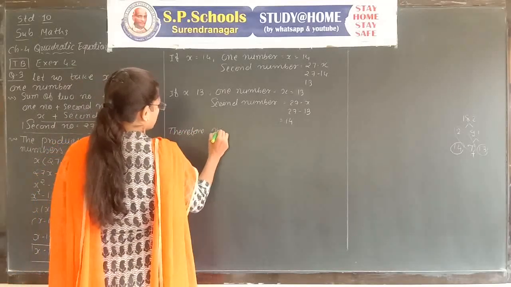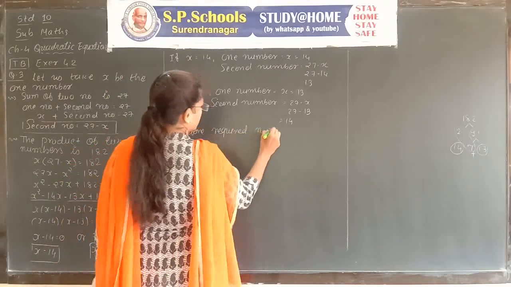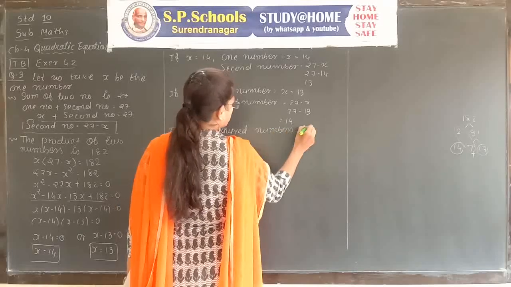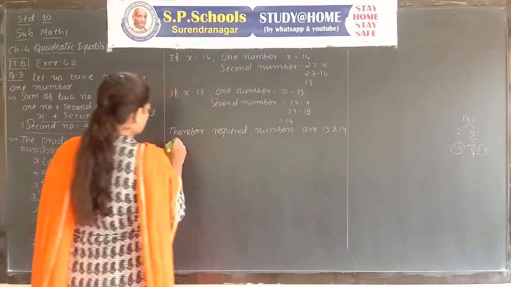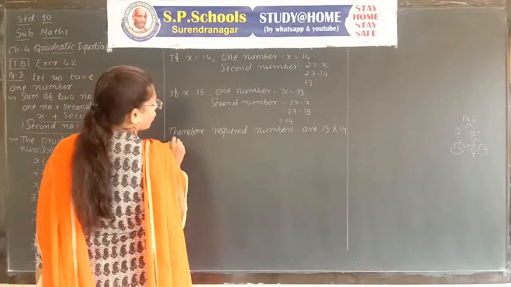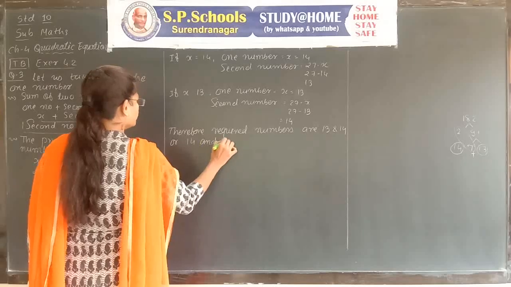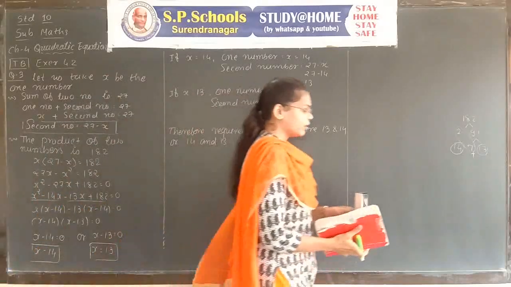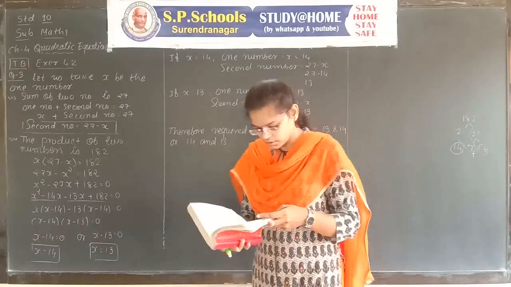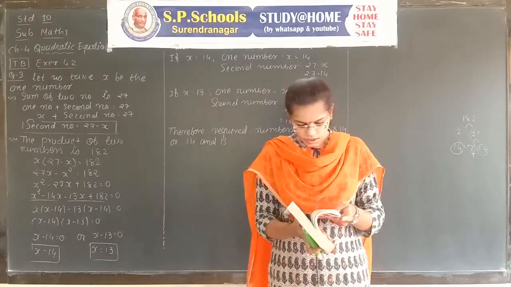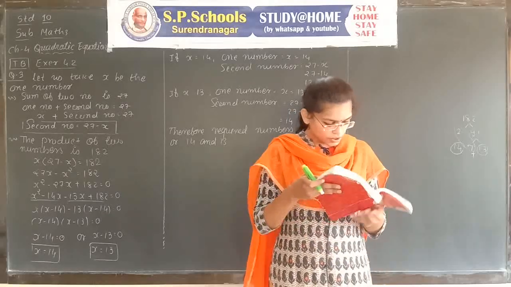Therefore, the required numbers are 13 and 14, or 14 and 13. There will be no change in the answer; only the order of the numbers is changed. Hence, question number 3 is completed here. Let's see the next one, the fourth question.